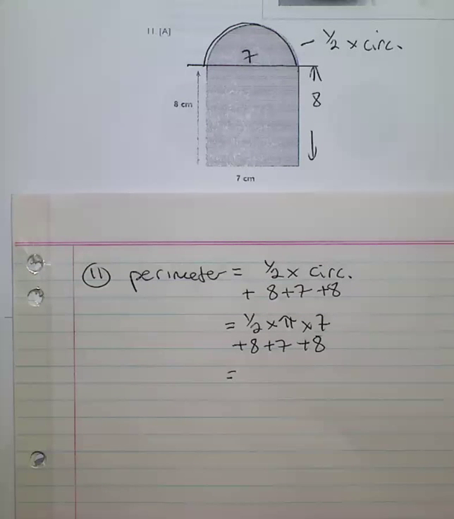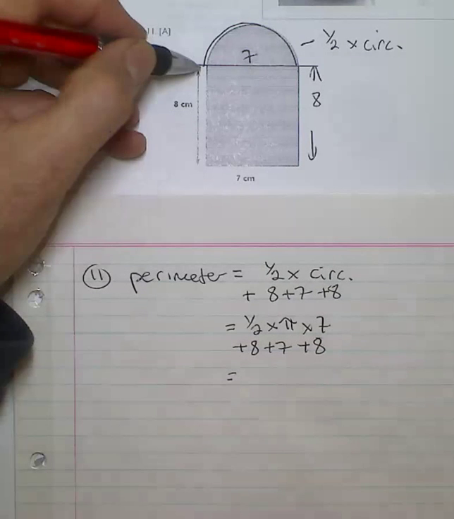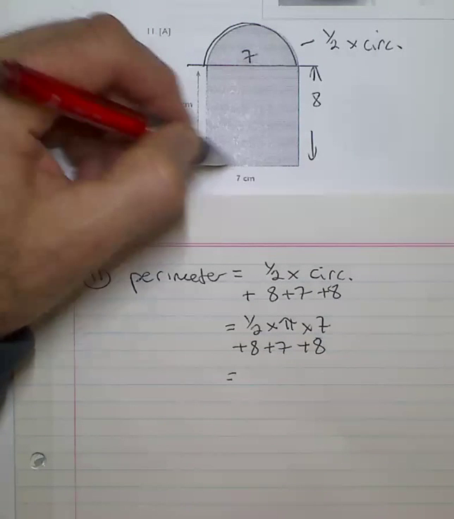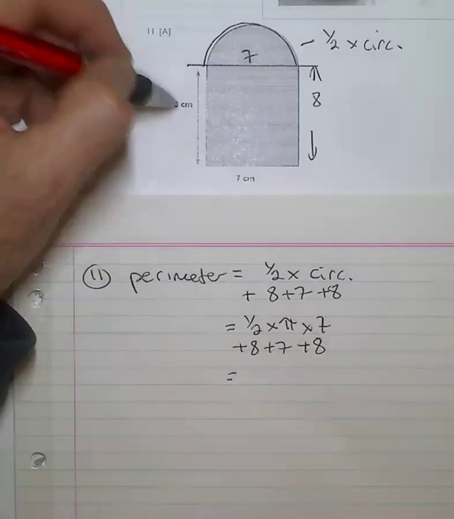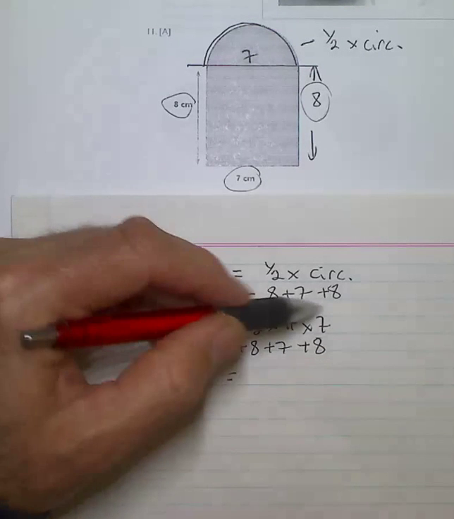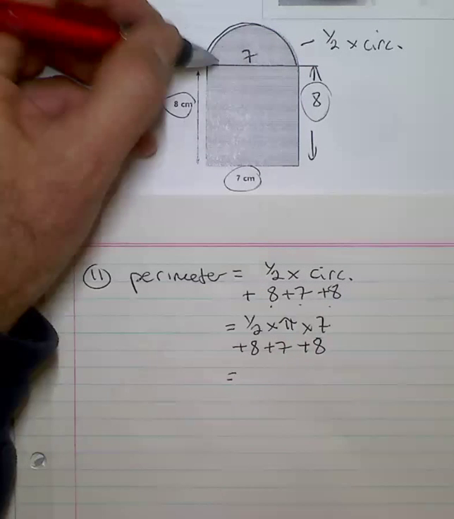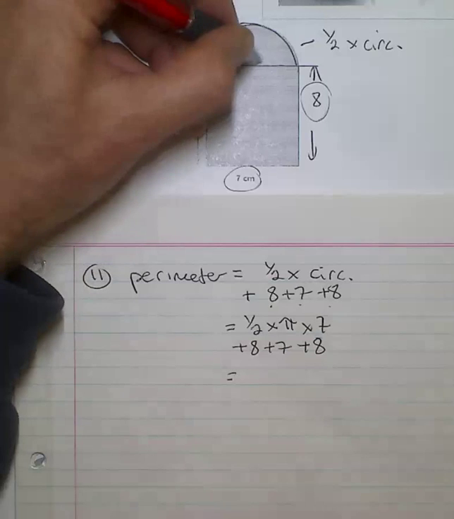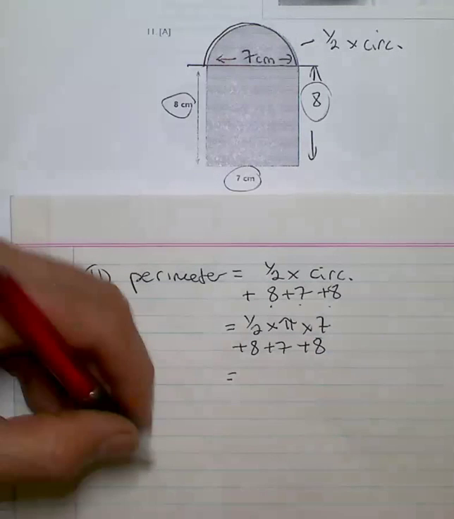Question 11 is what we call a composite shape. In other words, we use our knowledge of the geometry of the two distinct shapes that are making it up and look at the outside length. Perimeter means imagine that you're walking around or tracing around the shape. Now I've got three parts of a rectangle, the 8, the 7 and the 8, and I've got half a circumference which has the diameter of 7.